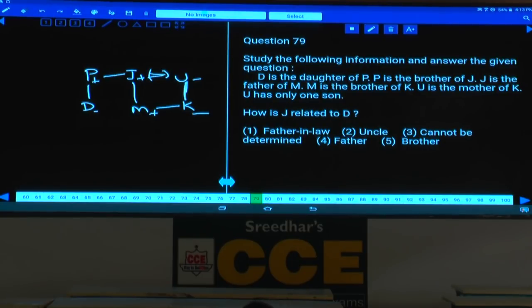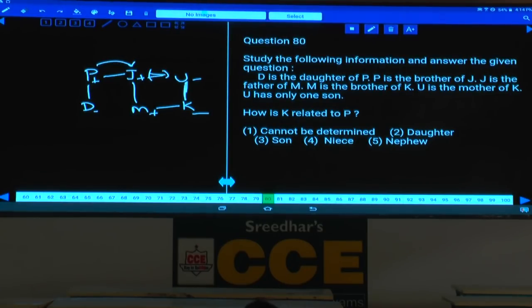How is J related to D? D's father is P, and father's brother is uncle, that is choice 2. Question number 79, choice 2. 80: how is K related to P? P's brother is J, and brother's daughter is niece, choice 4.